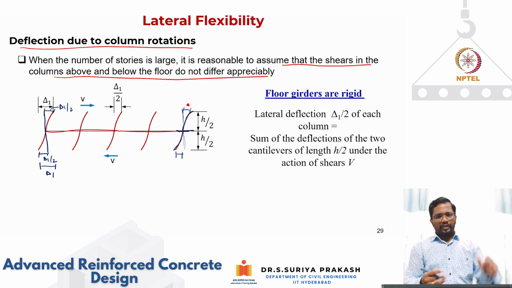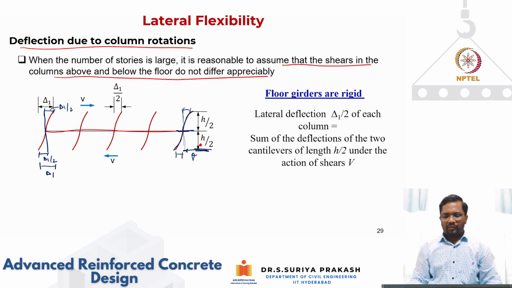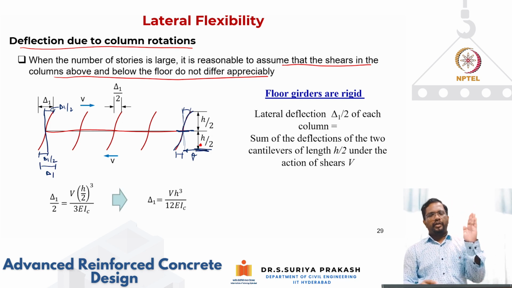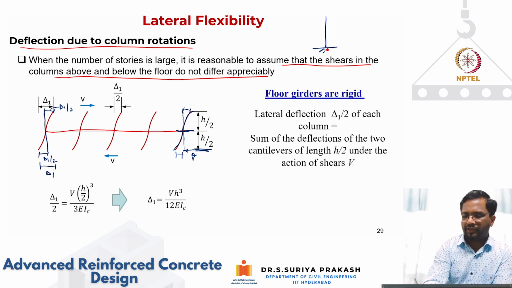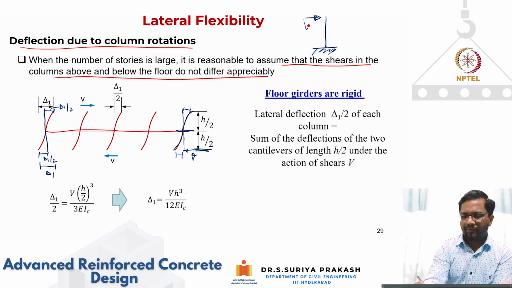Now you can say that this column can be idealized as a cantilever with a height of h by 2, subjected to a story shear of V. Okay, so we know the deflection for a cantilever subjected to a point load, right? So we know how to calculate it. Let's say this is your cantilever, and this is your V. So how is it going to deflect?